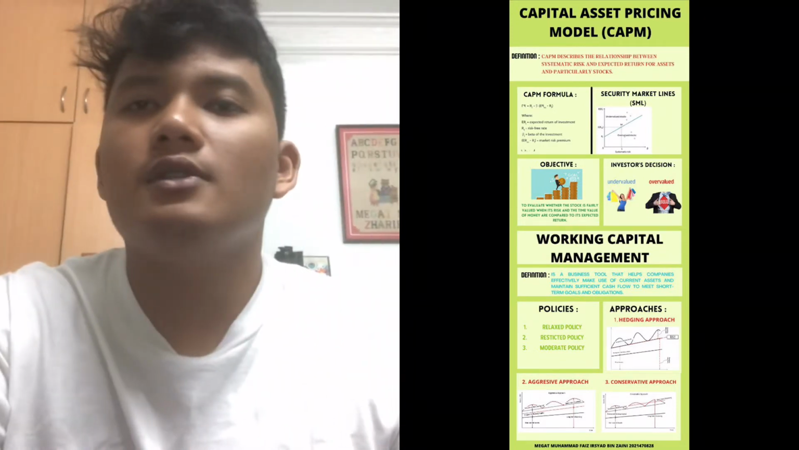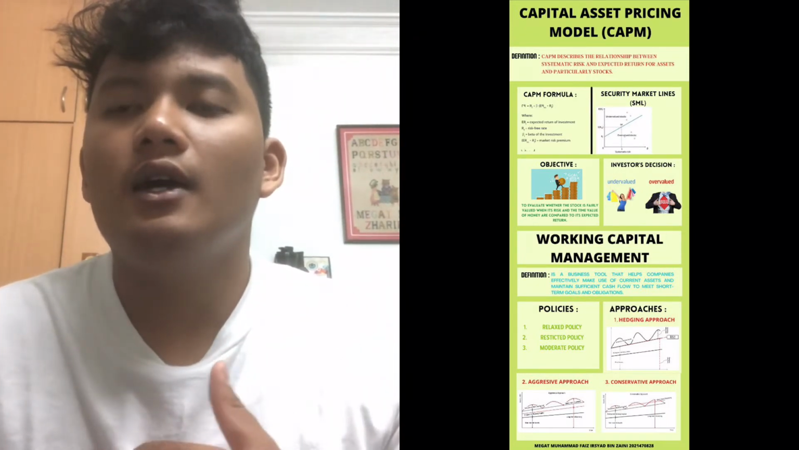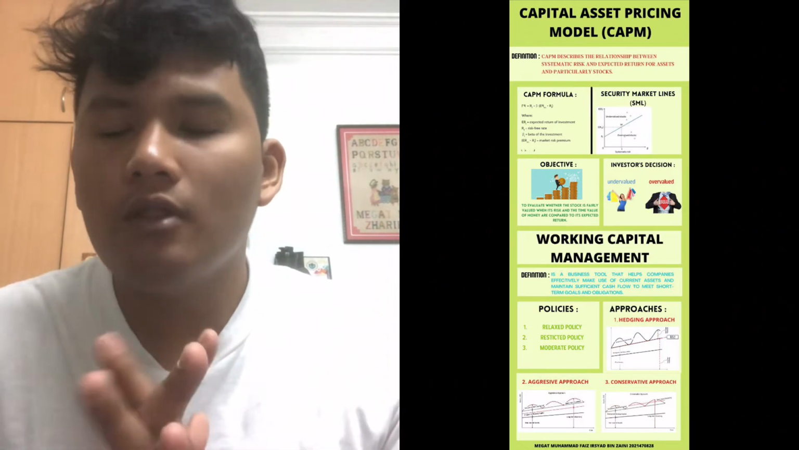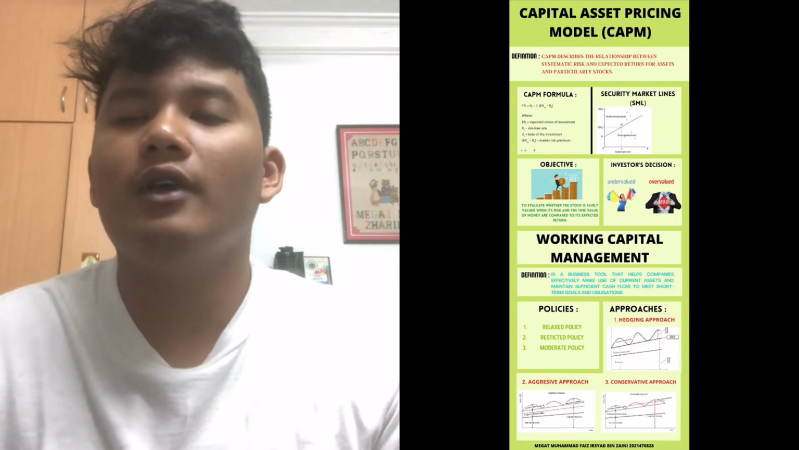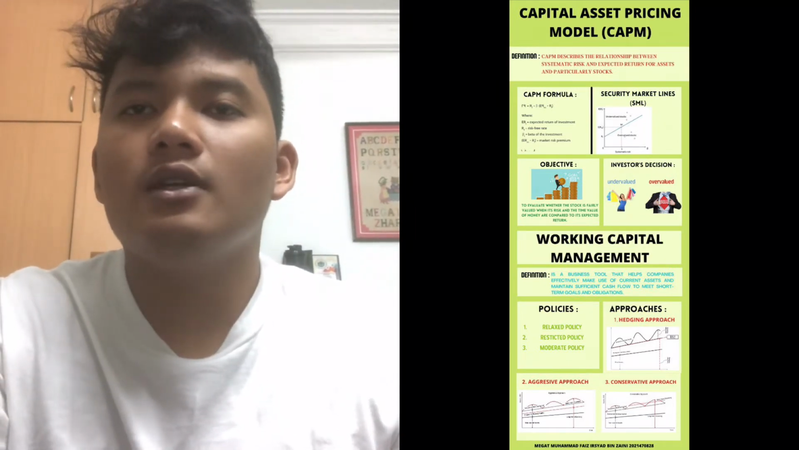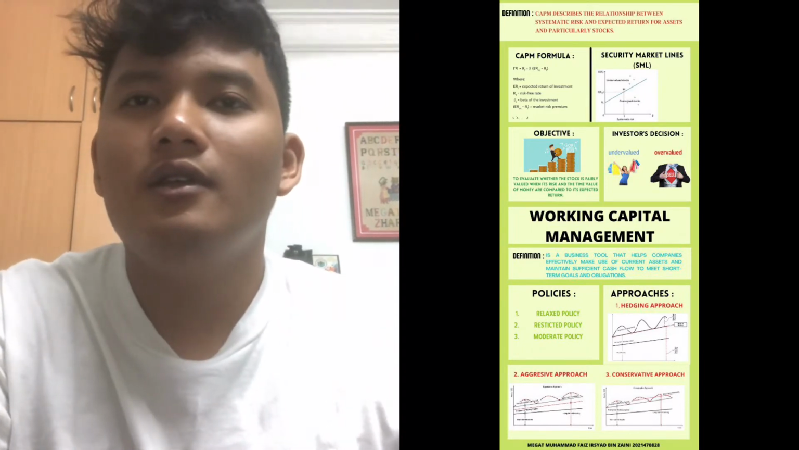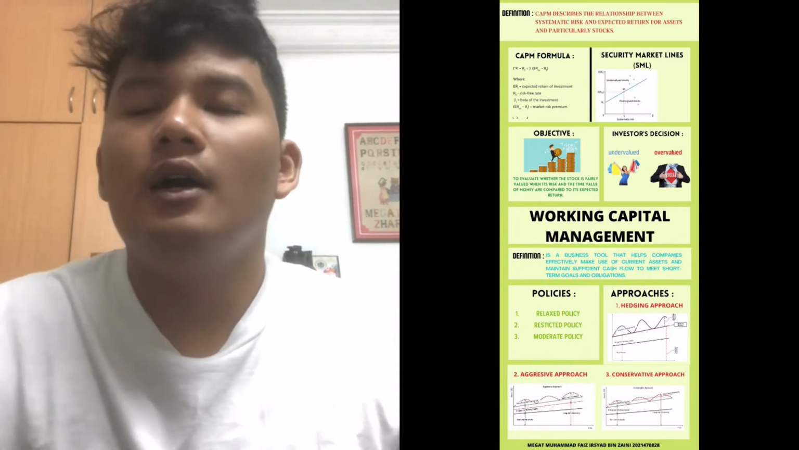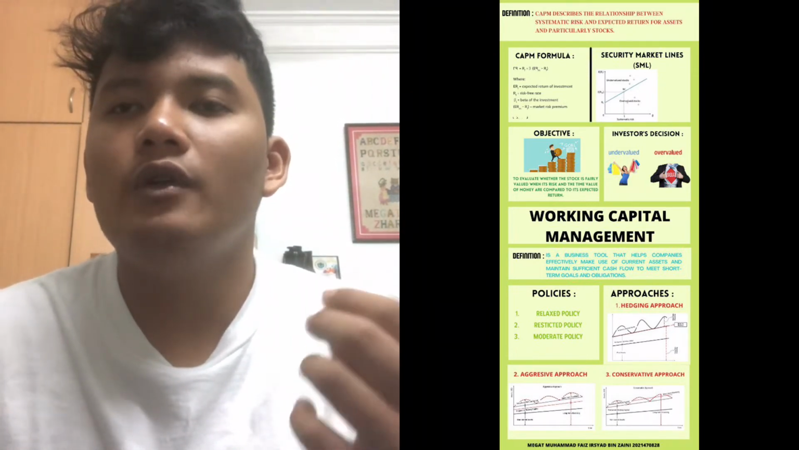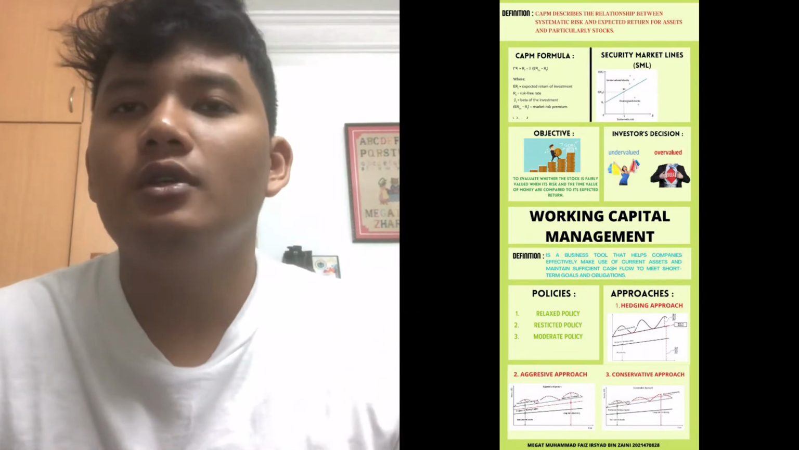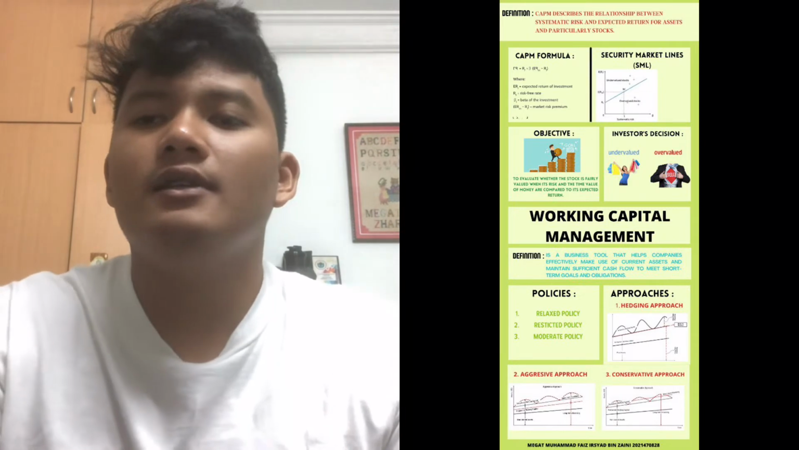The second approach is the aggressive approach. The aggressive approach involves more risk. It uses short-term or temporary financing to support a relatively large portion of current assets. The next one is the conservative approach. This approach involves lower risk compared to the other approaches. It uses permanent financing to finance the majority of its assets.